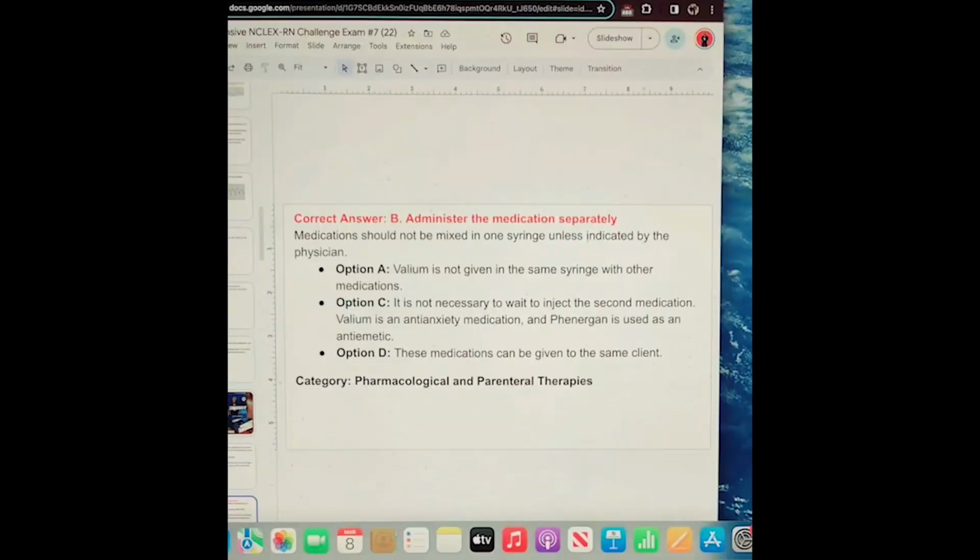The answer is B. Administer the medications separately. Medications should not be mixed in one syringe unless indicated by the physician. Pharmacological and parenteral therapies, they have different components, right? Yeah, so pharmacological and parenteral therapies, 13 to 19%, making it the second largest section on the NCLEX exam.